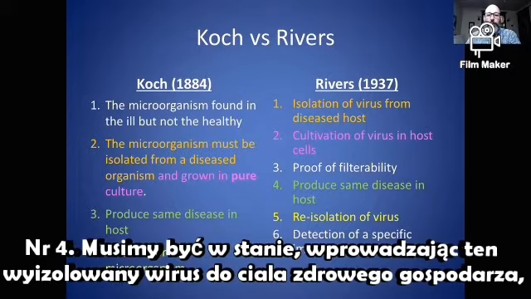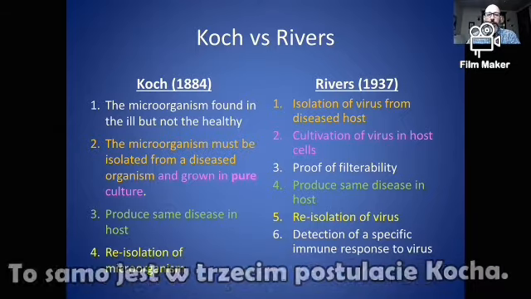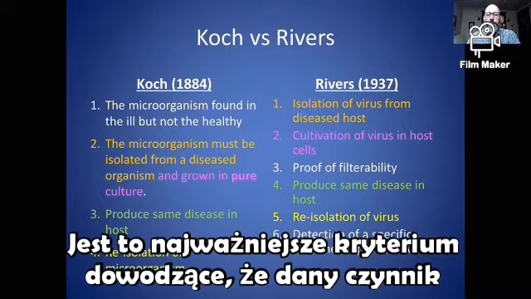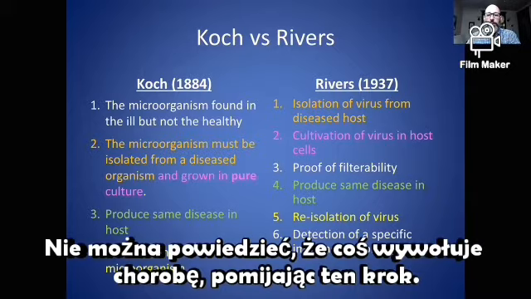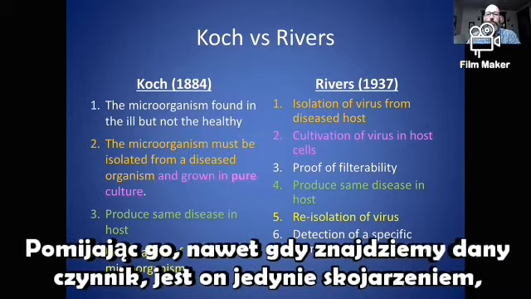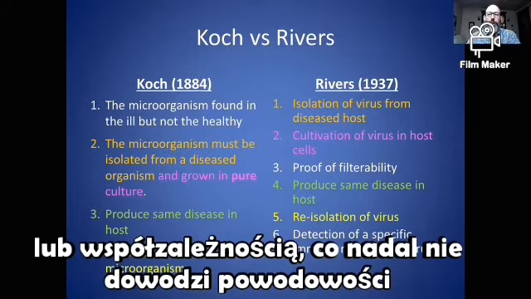Number 4, you must be able to take that isolated particle or virus and put it into a healthy host and cause the same disease. So that's the same as the third criterion of Koch's postulates. And this is the criterion that is the most important for proving that this agent causes a disease. You can't say that it causes a disease without this step, because before that, even if you find it in people with the disease, it's just an association or a correlation, and that does not prove causation.